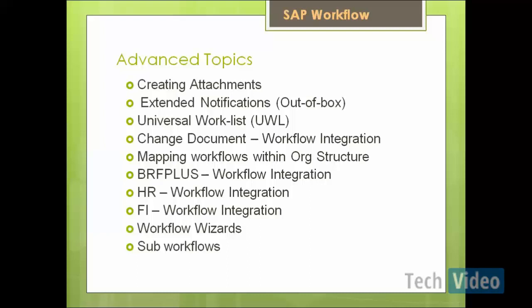And then we tried to give you a good understanding of what a universal worklist is and how we can make use of it in pulling and executing the different activities involved in the business process. And change document objects, obviously that is one of the important things. So how we can integrate workflows by change document objects. And also we tried to make you understand how we can map or associate different workflow objects with the existing or new organizational structure or hierarchy.